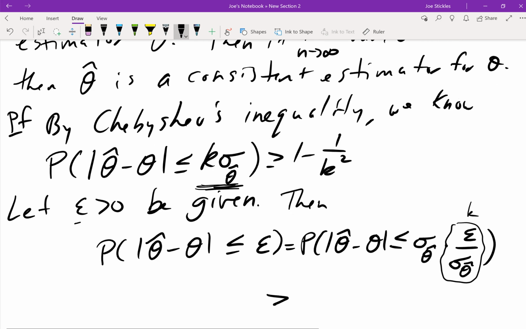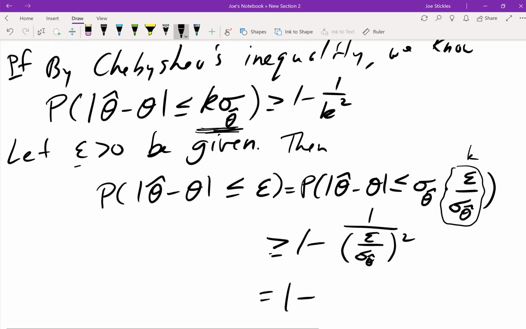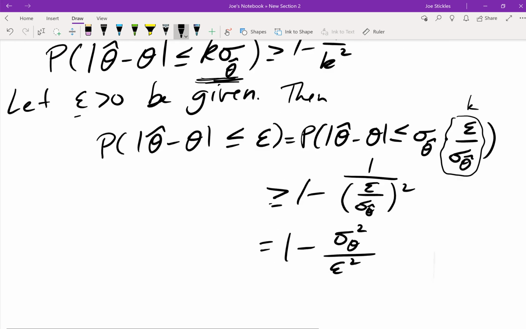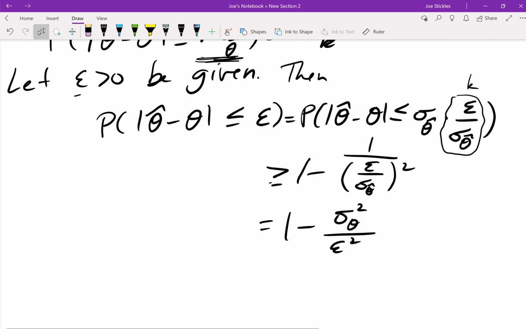So this should be greater than or equal to 1 minus 1 over epsilon over sigma, squared. So this will be 1 minus what? Sigma squared over epsilon squared. Do we agree with that? Okay. So let me rewrite this a little bit. I'm going to rewrite it in the other order.